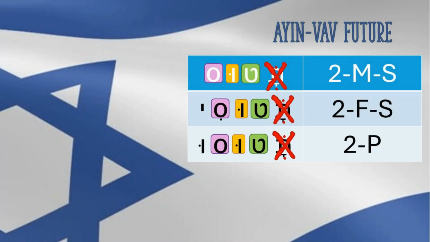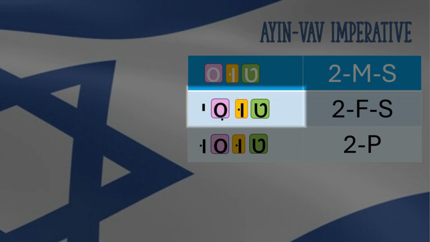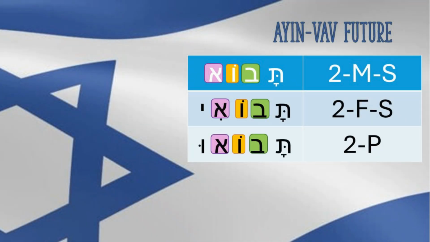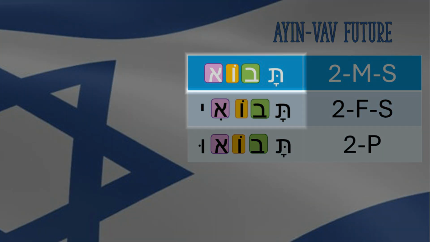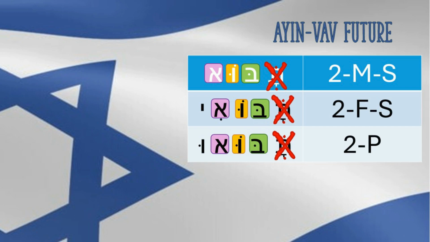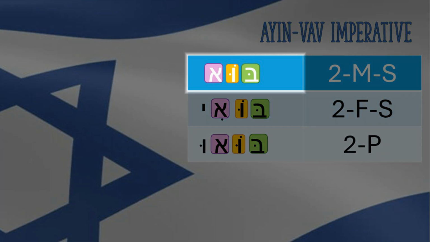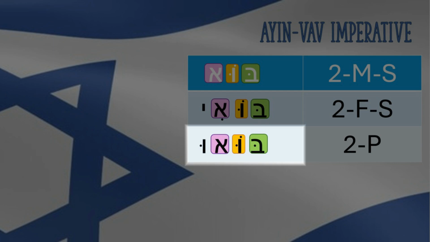We lop off the initial taf, and so we don't need a dagesh because tet is not a bagat kafat letter, and so we have tus, tusi, and tusu. And here are the future forms of lavo. We have tavo, tavoi, and tavou. We lop off the taf, and then because bet is a begad kafat letter, we add that dagesh and we say bo, boi, and bou.